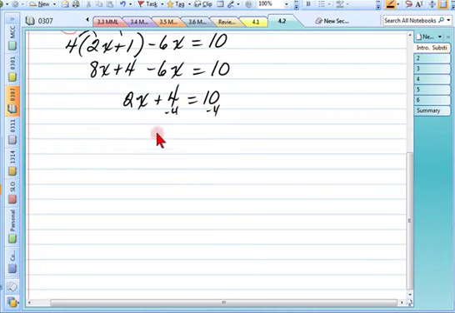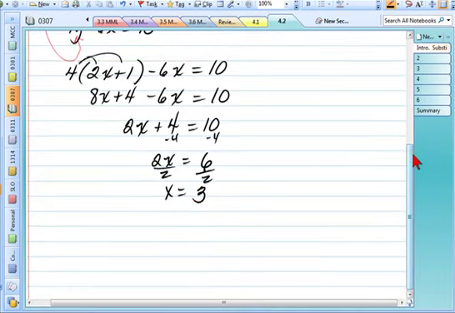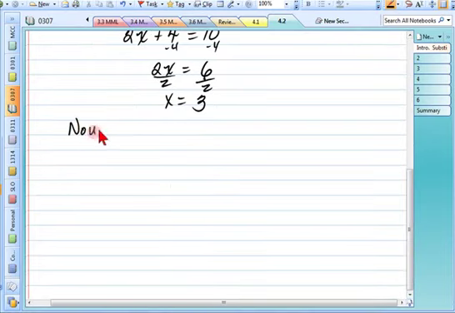Subtract 4 from both sides. 2x is equal to 6. And x is 3. Now, I am a little bit used to thinking my problem is done when I get something like x equals 3. But I'm solving a system. What kind of solutions do systems have? They need two. They need an x, y ordered pair. I only have x. So I'm going to write down, now find y.